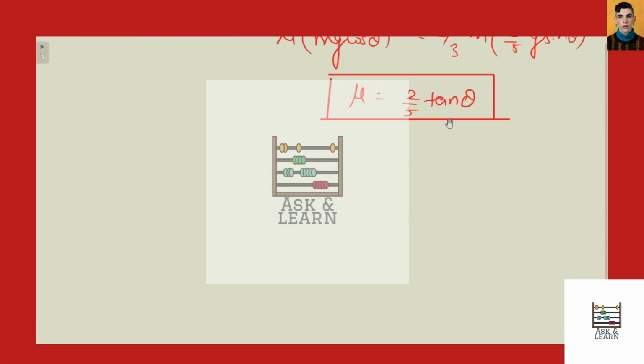Now in the second part it is told that the coefficient of friction is half of the value that we have calculated, and now we have to find the kinetic energy of the ball. So we are given in this question that mu is half of this, so this is 1 by 5 of tan theta.